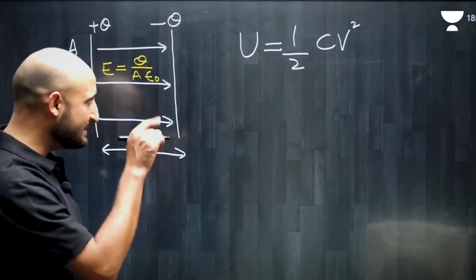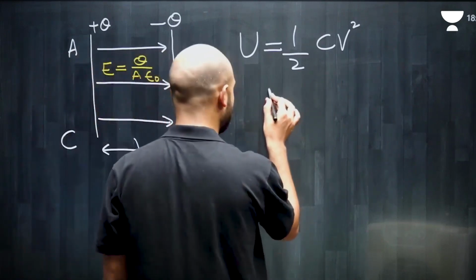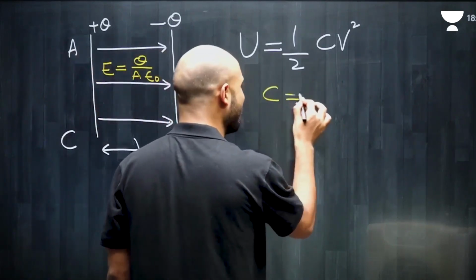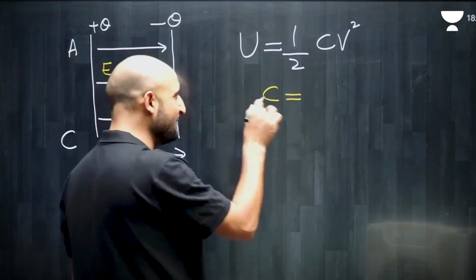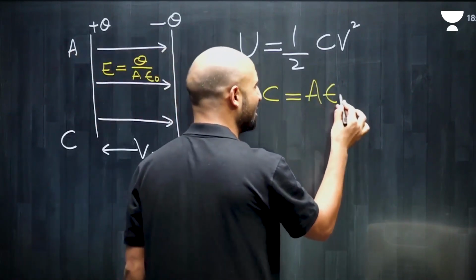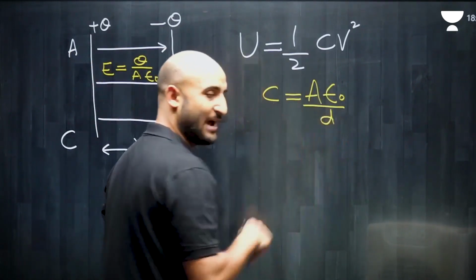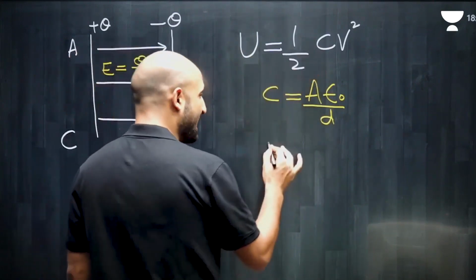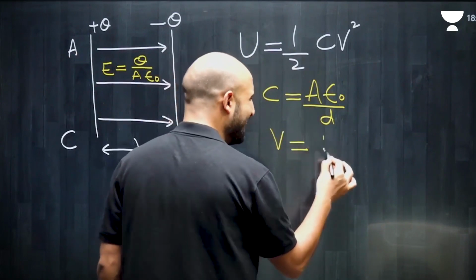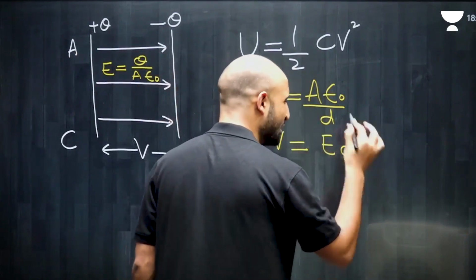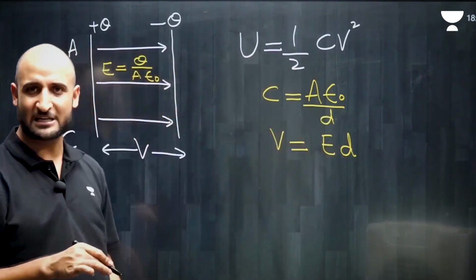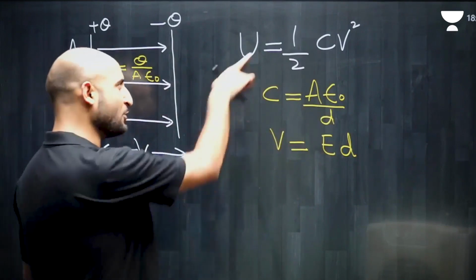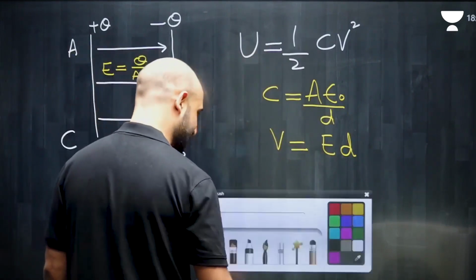Now see here. Since we are talking about the parallel plate capacitor, C will be equal to A epsilon naught divided by D. The potential V will be equal to E into D. As I already told you, this equation comes from electrostatics. So if I put the values here, what I get is like this.